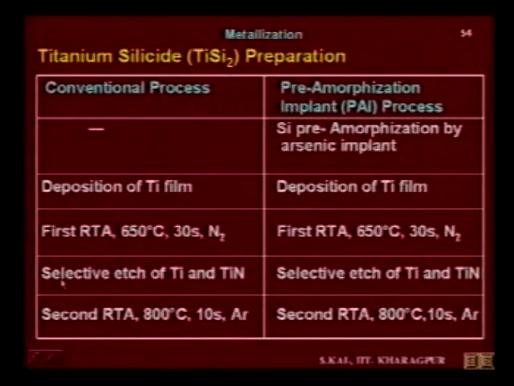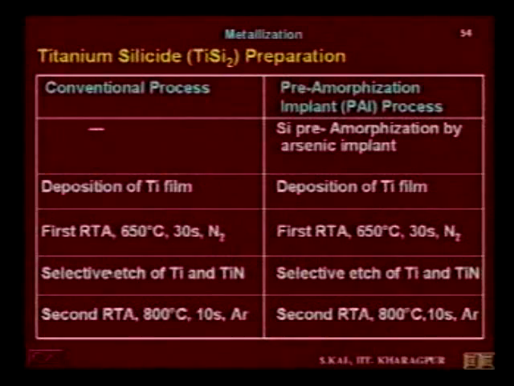So then what has to be done? The unreacted titanium that is there has to be removed. And since you are doing the RTA in nitrogen ambient, there is a chance of formation of a little bit of titanium nitride. So the titanium nitride and titanium are etched out. But whatever silicide has formed, it may be C49 phase or it may be TiSi phase, that will remain, that will not react with the etching solution of titanium and titanium nitride.